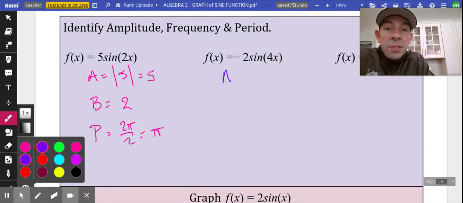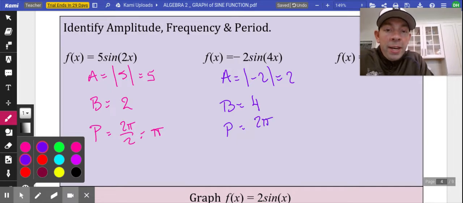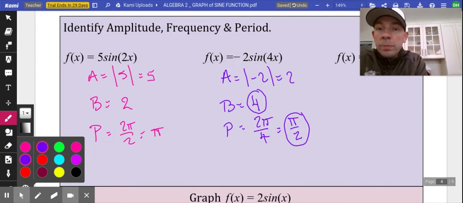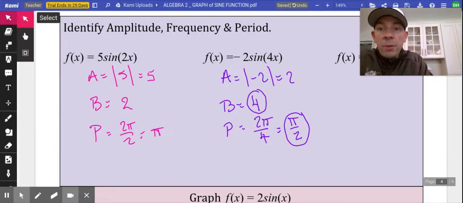Here we've got amplitude is going to be the absolute value of -2, which is 2. Your frequency is going to be 4. And the period is going to be 2 pi divided by that 4, which reduces to pi over 2. So you're going to complete 4 cycles at 2 pi, or you're going to finish your first cycle at pi over 2. See, I got to shimmy a little bit.